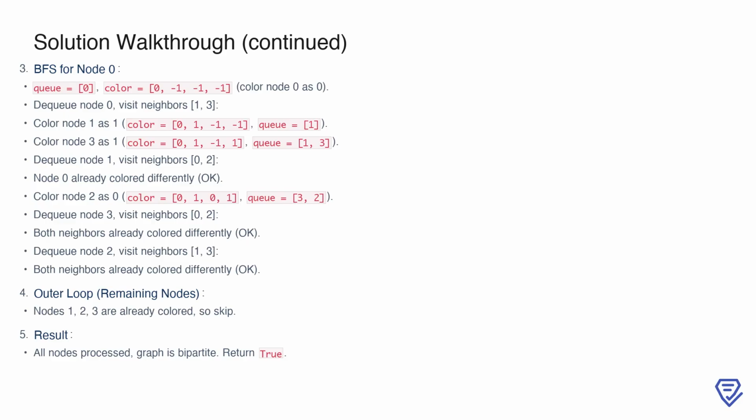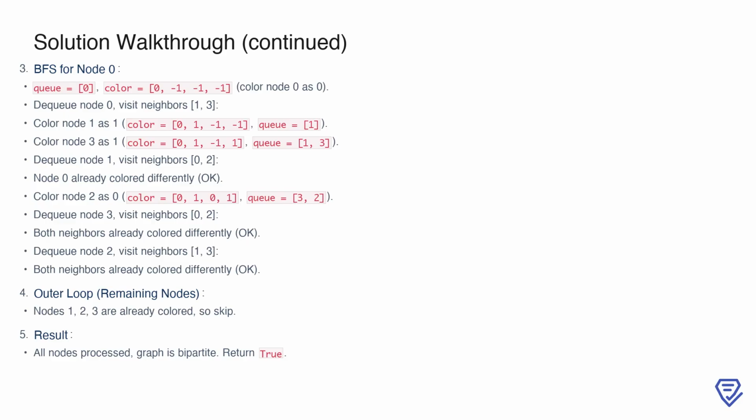Next, we dequeue node 1 and visit its neighbors, nodes 0 and 2. Since node 0 is already colored differently, there's no issue. We then color node 2 as 0, updating the color array to 0, 1, 0, 1, and adding node 2 to the queue, which now becomes 3, 2.